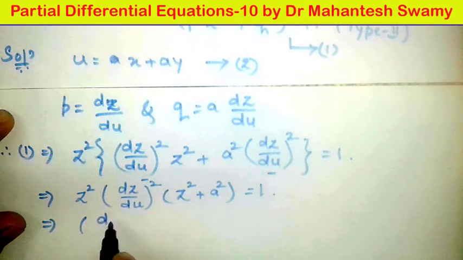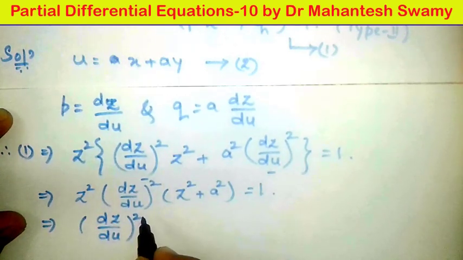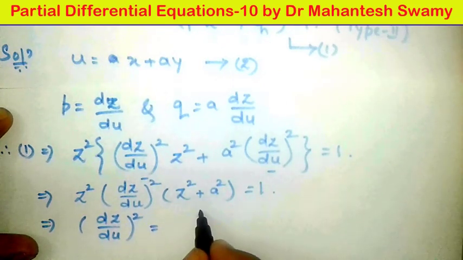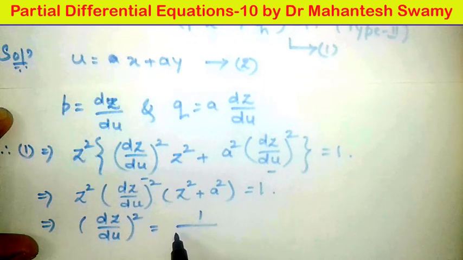So (dz by du) whole square, which is the unknown here, keep it as it is on the left hand side. Take the other quantities to the right hand side, that becomes 1 divided by z square into bracket z square plus a square, that is.